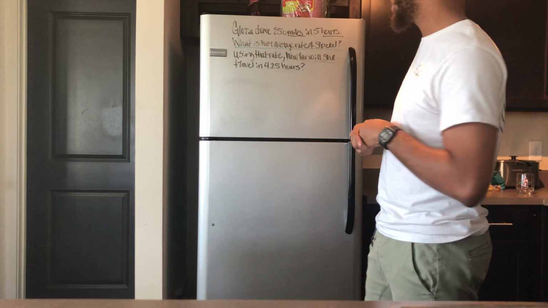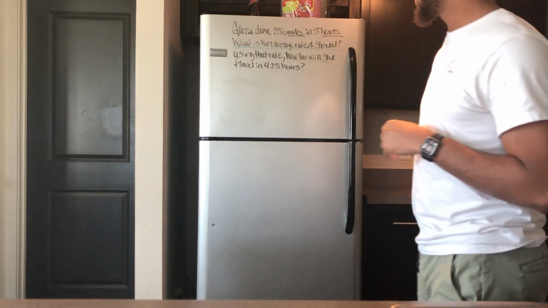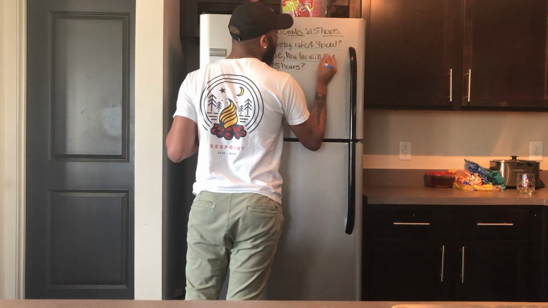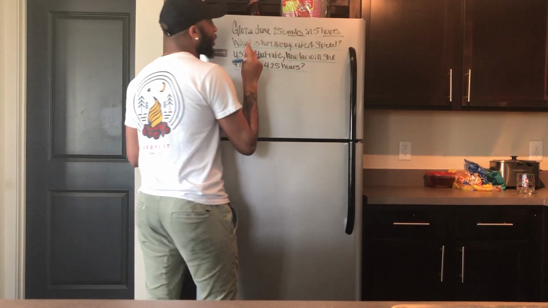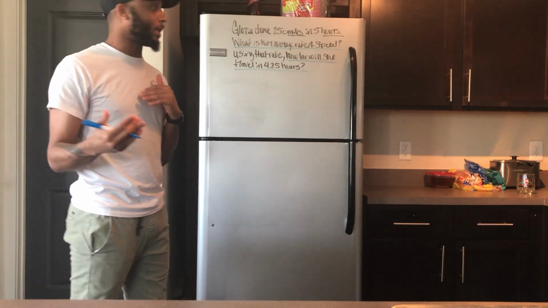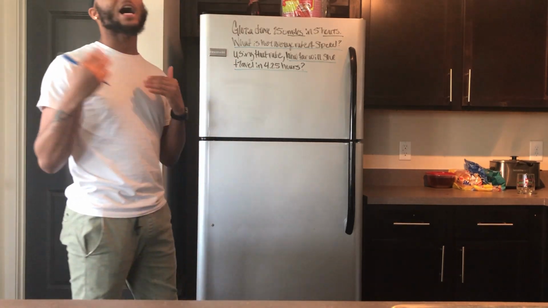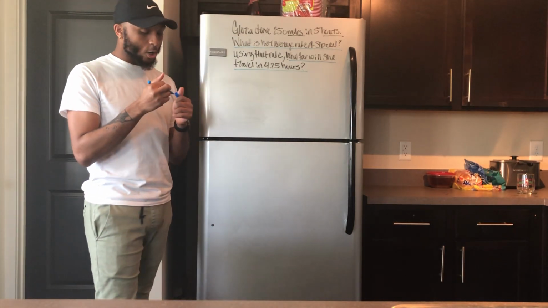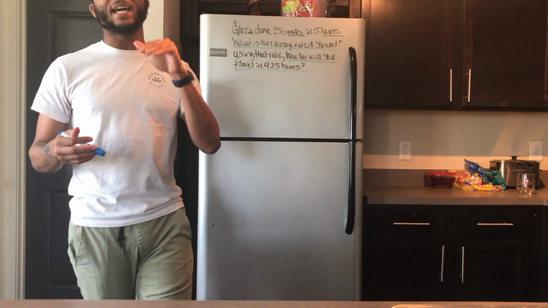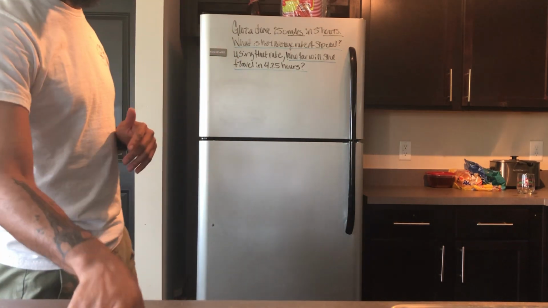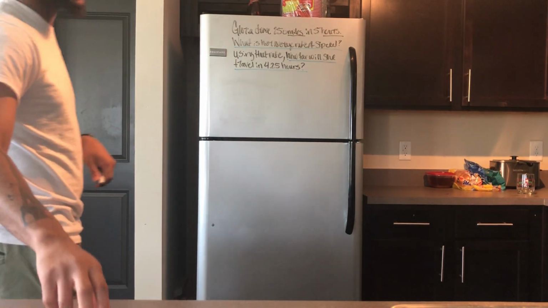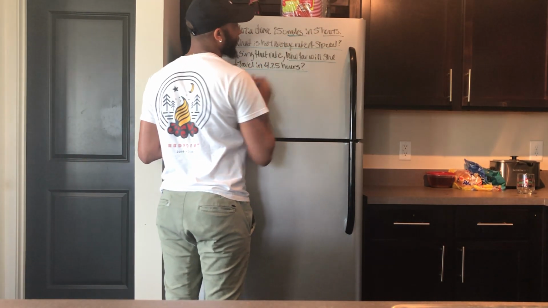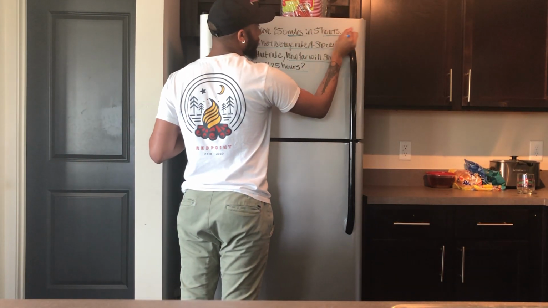The second question says, how far would she travel in 4.25 hours? So after getting that average rate of speed, we want to use it to find out how far she will travel in 4.25 hours, okay? So, what's the first thing that this question tells us? It tells us that Gloria drove 250 miles in 5 hours.